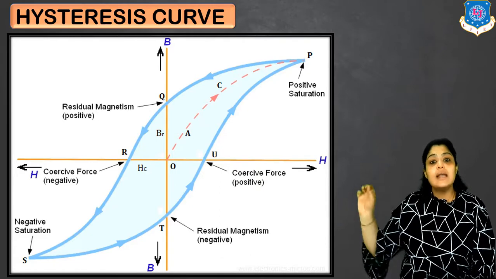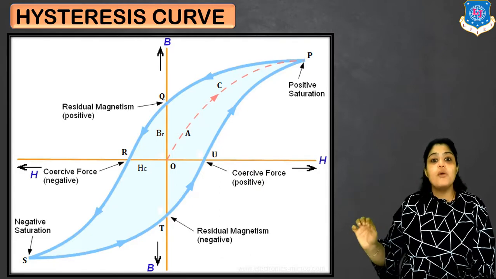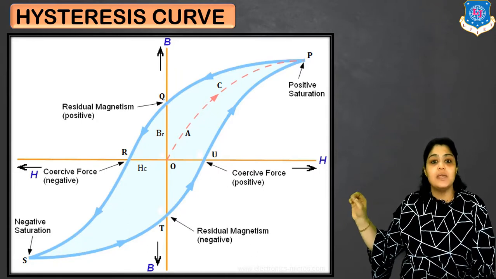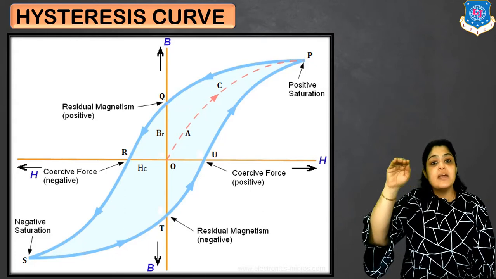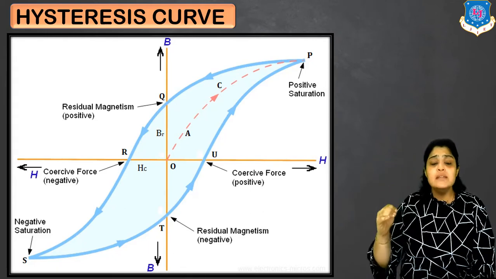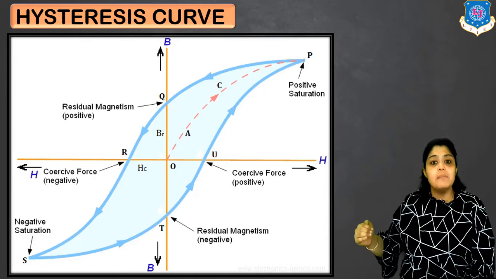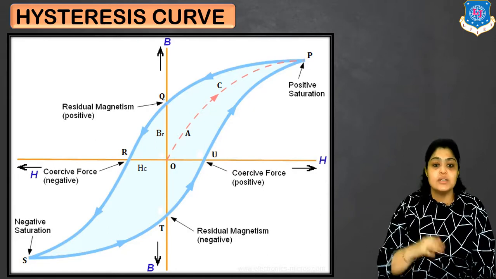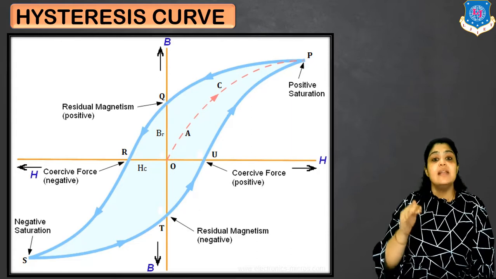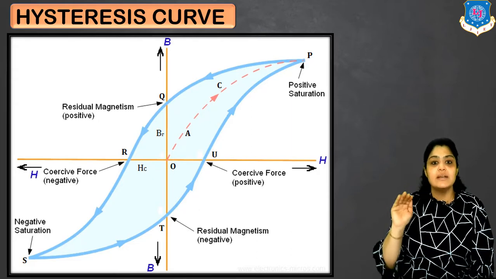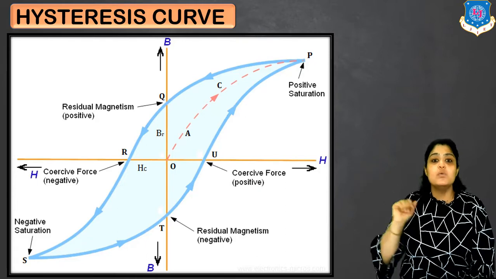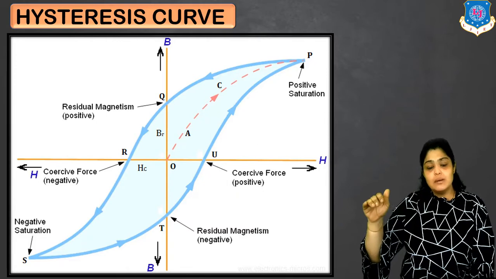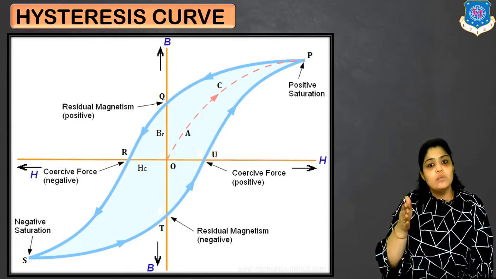But just look at the point P. P is known as the forward saturation point. What happens at this point P? Notice that the curve becomes stable. That means even if I increase the applied magnetic field, there won't be any increase in magnetic induction. I will say that my material has reached its saturation magnetization. So P is known as the saturation magnetization point.